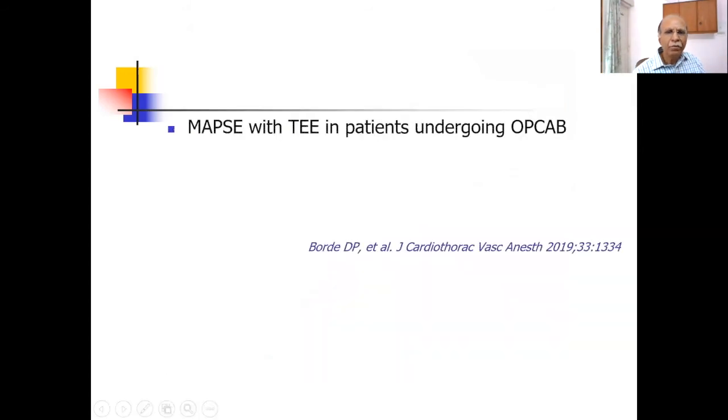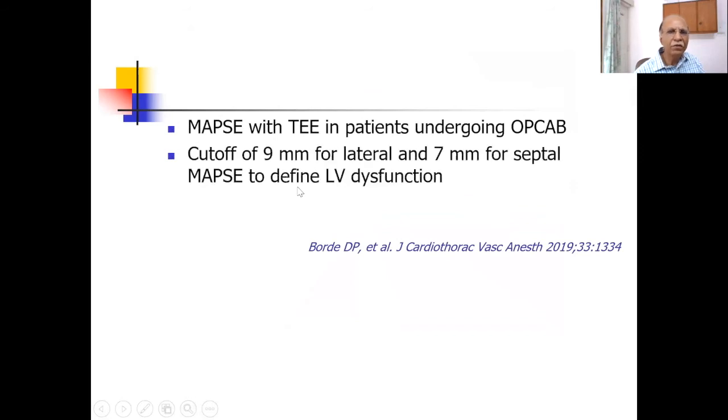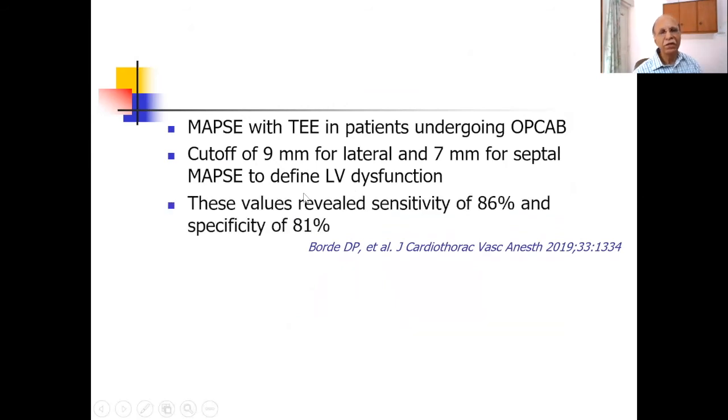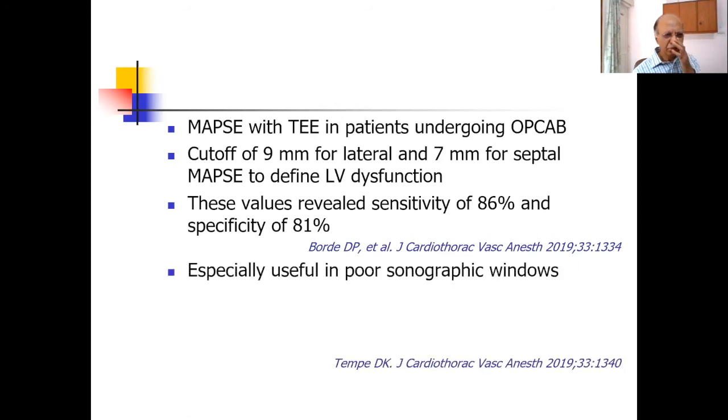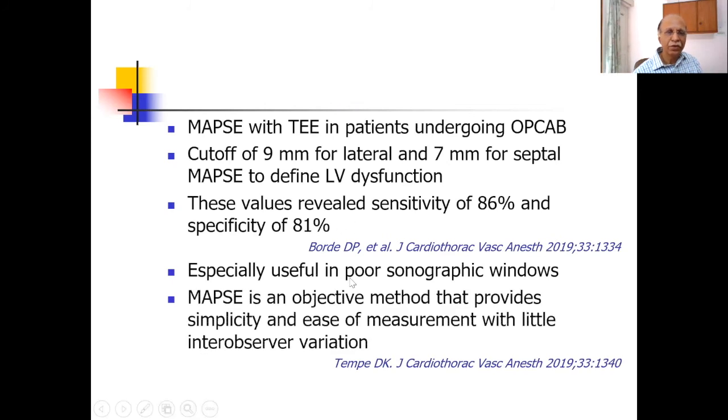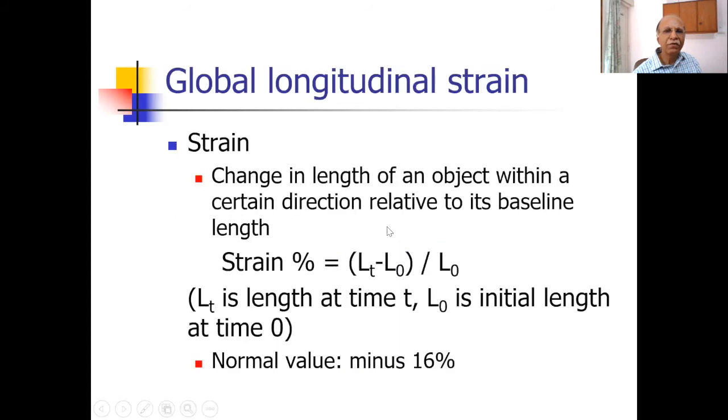Now, Bode and colleagues have studied this in a little bit of detail and have given us the normative values in the Indian population, and they have given a cutoff value of 9 millimeters for lateral and 7 millimeters for septal MAPSE to define the LV dysfunction. And they also validated these numbers against a group of about 100 odd patients and found that the sensitivity and specificity is fairly good with this measurement. It is especially useful in poor sonographic windows and also is an objective method that provides simplicity and ease of measurement with little inter-observer variation. So it's again a quick method for assessment of the LV function.